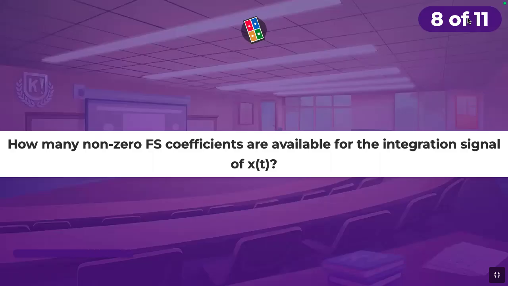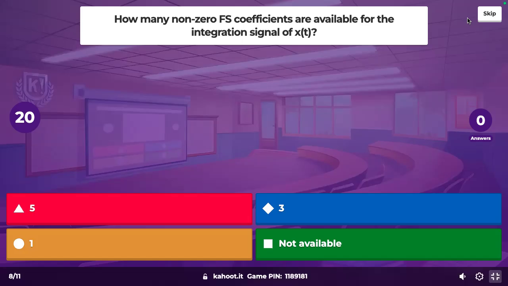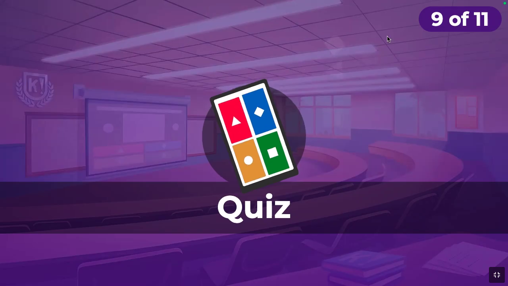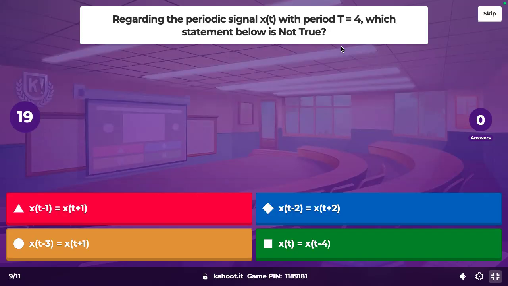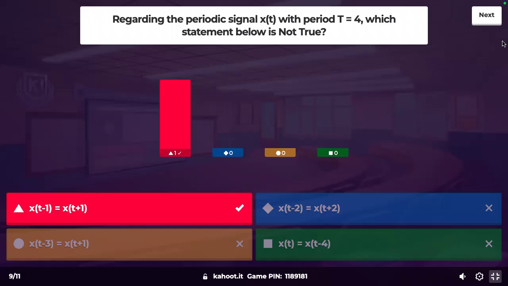Okay, and then how many FS coefficients are available for the integrated signal? Actually, this one is a tricky one. If we want to use the integration property, we must make A0 equal 0. But here, you know, yeah. So the period is 4. So which one is the right one? Actually, I think this one is the easy one.